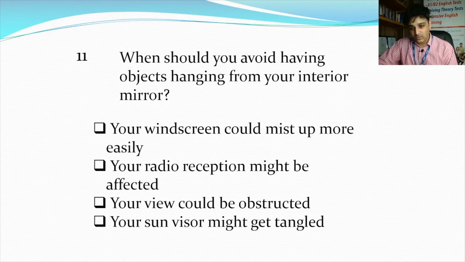So, when should you avoid having objects hanging from your interior mirror? Your windscreen could mist up more. Your radio reception might be affected. Your view could be obstructed. Very simply, it's view obstructed. Obstructed means you cannot see.